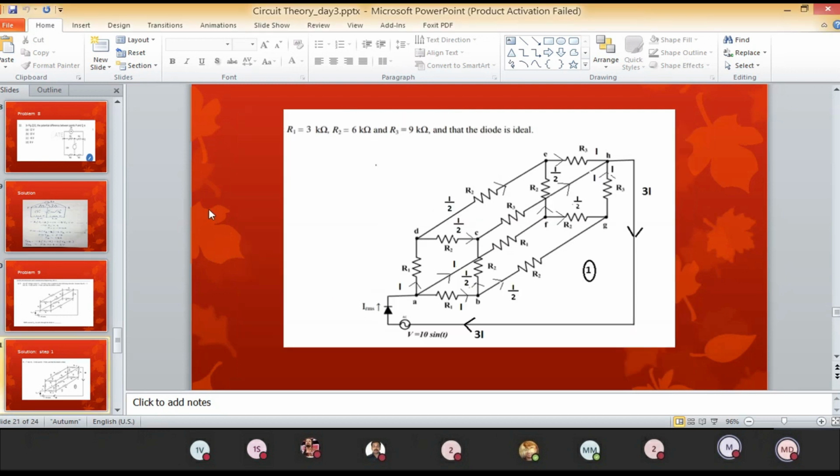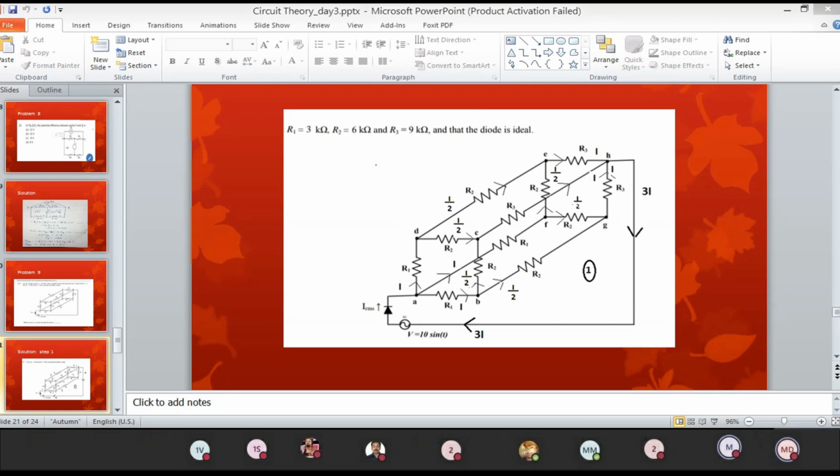Now let us start. I have made the analysis clearly that the current through R1 be I. Again, another R1, that is current through AD is I. Current through AB is I. Current through AF is I. So the input current is 3I. This is the important logic you need to understand.